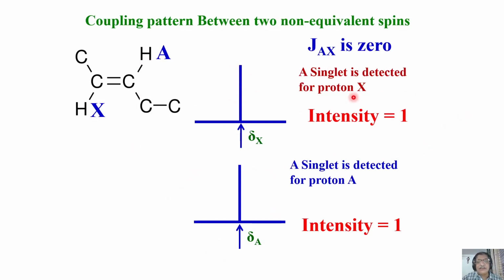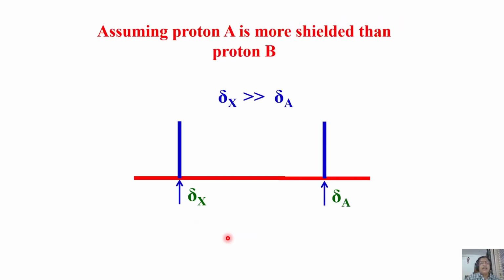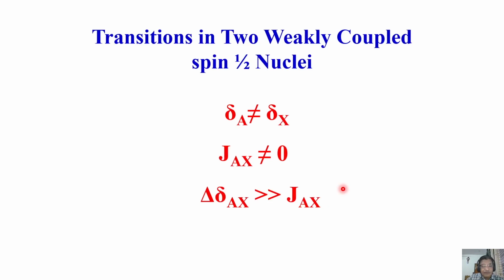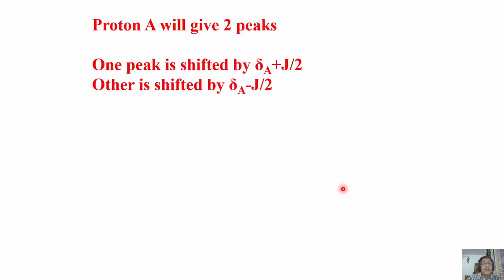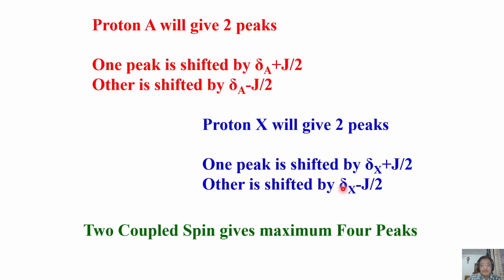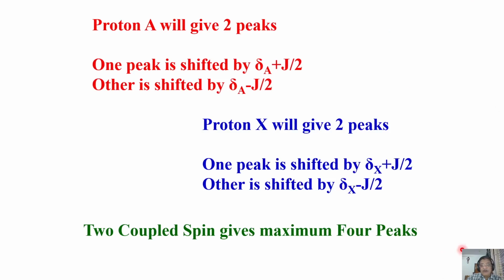Let us consider the intensity of this is 1. They are all of equal intensity, and when they overlap, equal intensity will be there. And if I assume, as in the previous case, that delta X is larger than delta A, I get only 2 peaks. This also we understood. Of course, we understood this also: two weakly coupled spin system. Proton A gives 2 peaks and proton X gives 2 peaks, so we got 4 peaks. This also we understood because we discussed it today.